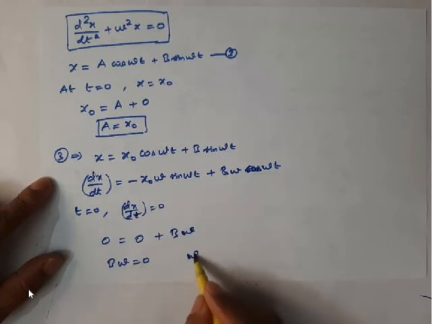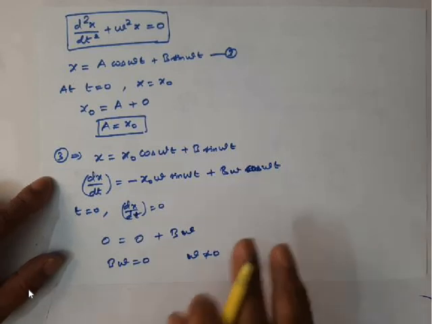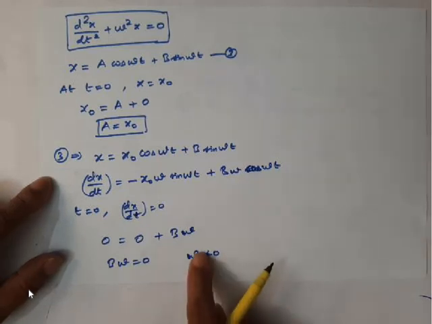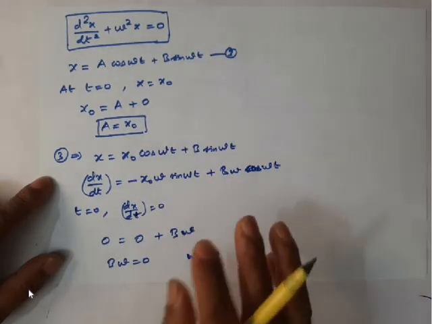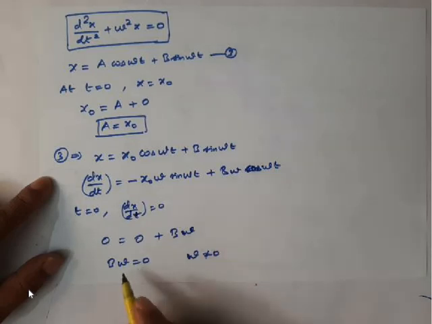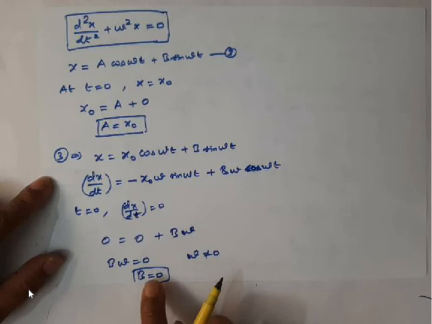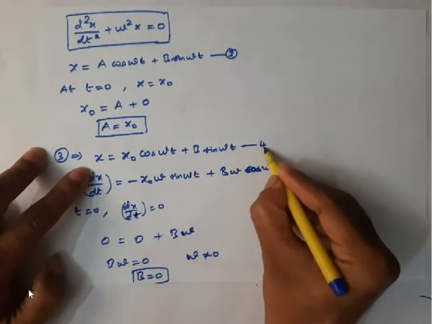Listen, omega is not equal to 0. Omega is angular frequency, and for any molecule it's a constant. You know very well omega is nothing but root of k by mu. For a given molecule, k is a constant and mu is a constant, so omega cannot be 0. Therefore, the only value that becomes 0 is b. So if b is 0, let me take this equation as equation number 4.